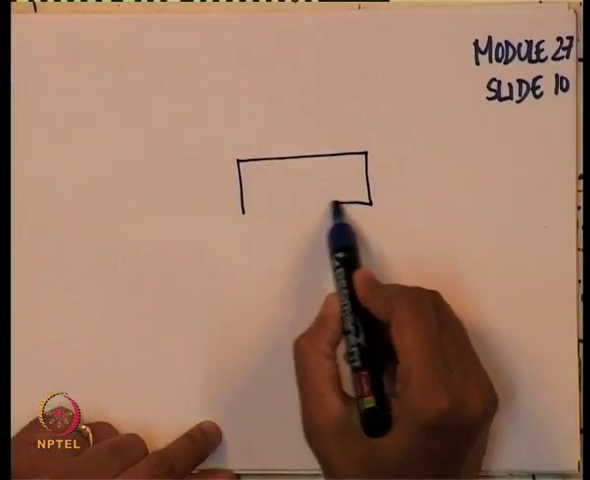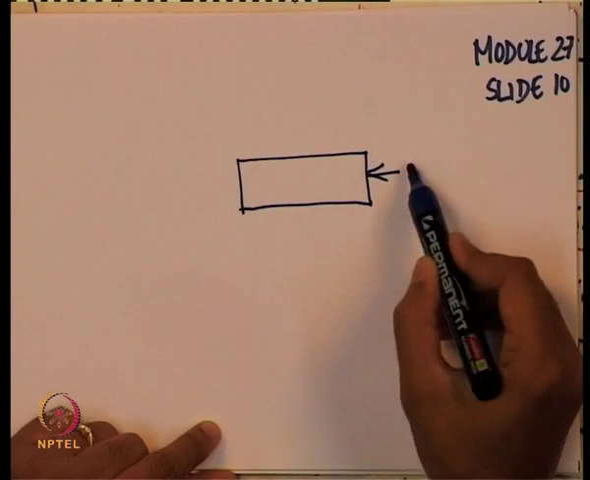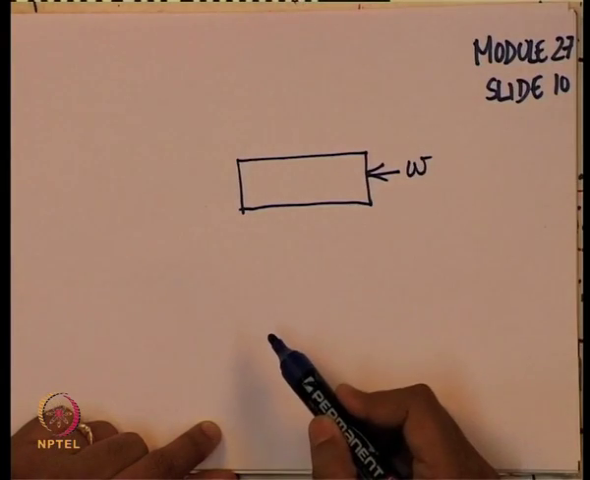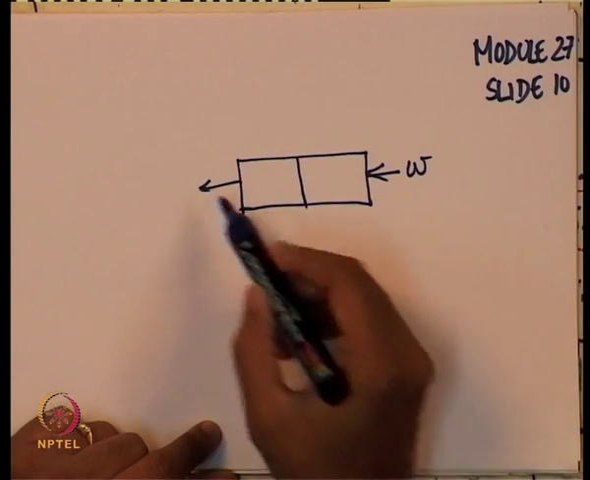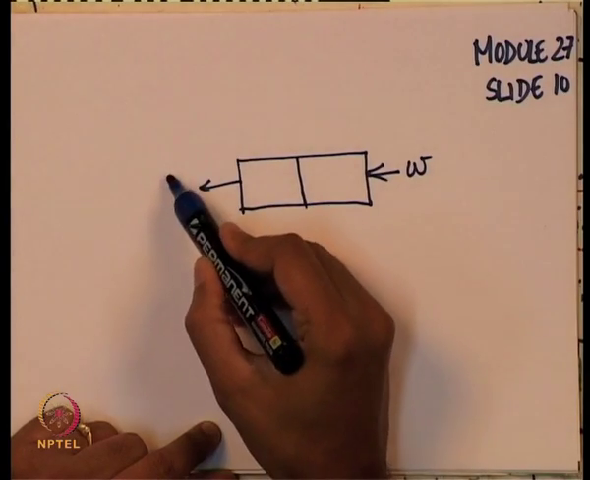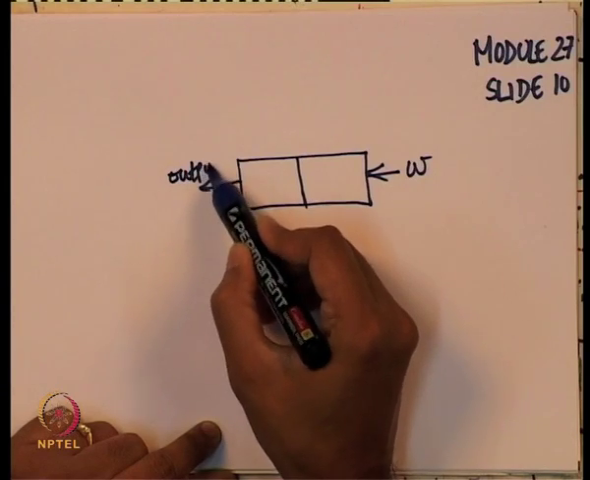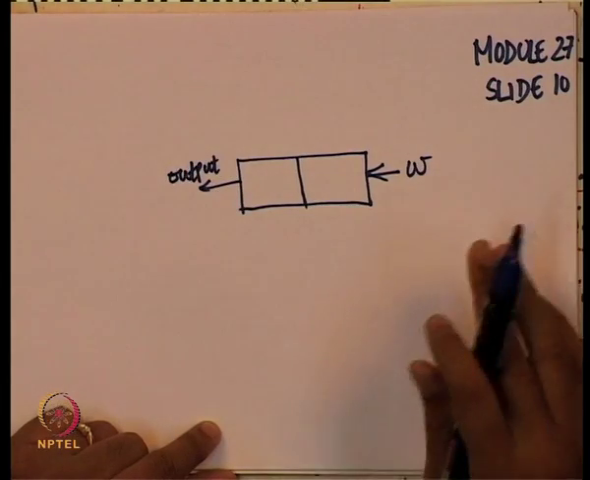So, that is what should come to your mind. So, I am going to see if that is the case. Let us say that there is a W that is coming in, and if I use a shift register, I will have some output going out.